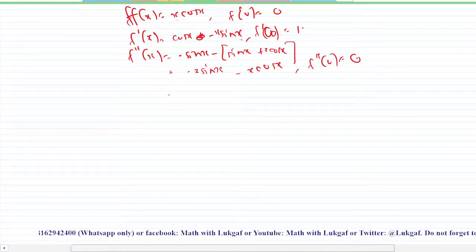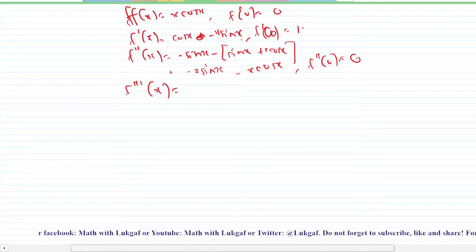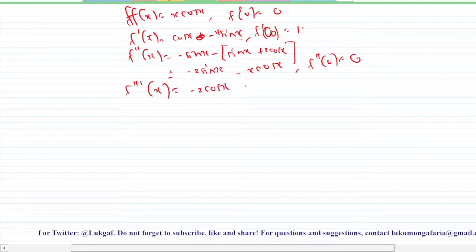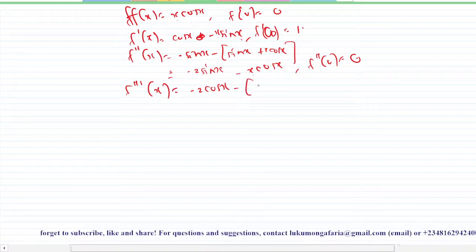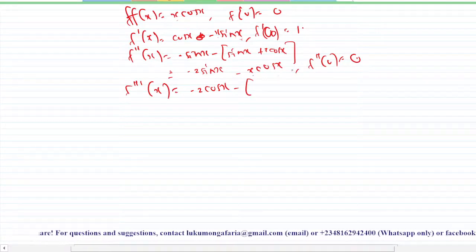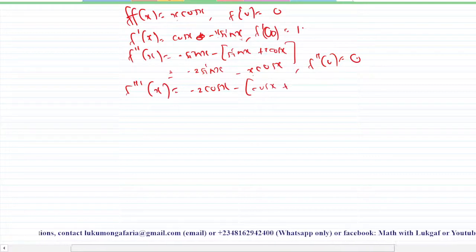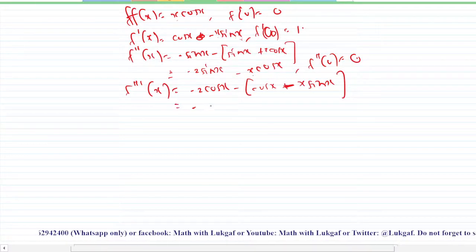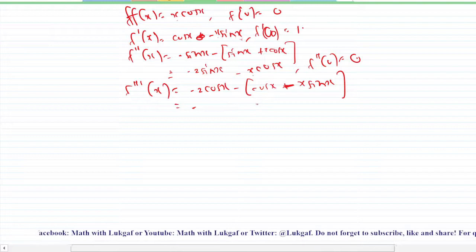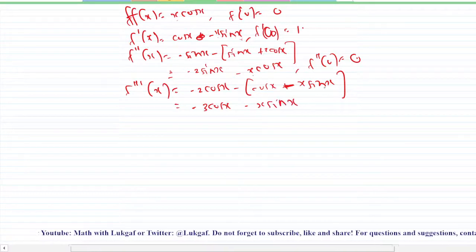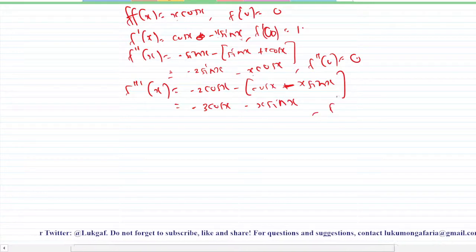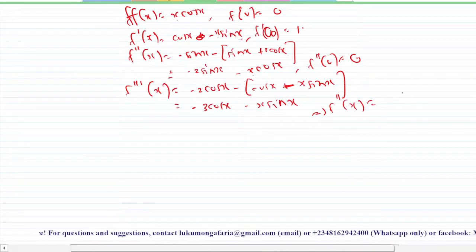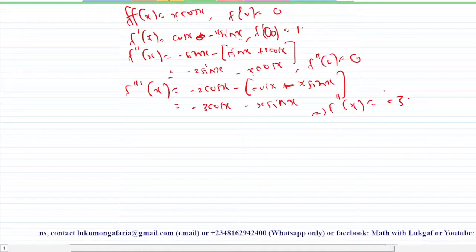Okay, what of f triple prime of x? If you differentiate this again, this will give me minus 2 cos x, right? Then differentiate the first one, leaving the second as it is, cos x, plus differentiating the second, that's minus x sin x. So then this is going to give me minus 3 cos x minus x sin x. You understand? Then if you find f triple prime of 0, that's going to give you minus 3.